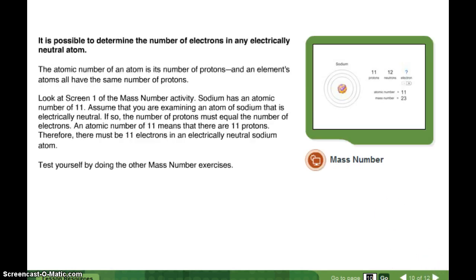It is possible to determine the number of electrons in any electronically neutral atom. The atomic number of an atom is the number of protons. And in elements, atoms all have the same number of protons. So again, no matter what atom of lithium you have, it will always have 3 protons. Look at screen 1 of the mass number activity. Sodium has an atomic number of 11.